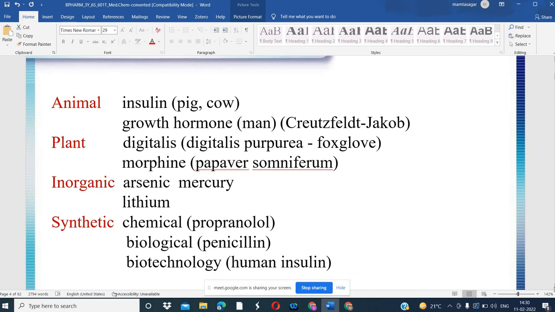Okay, so the name is given in the bracket. These are the names of plants, and the names of the drugs are digitalis and morphine. What is the source of these drugs? Plants.